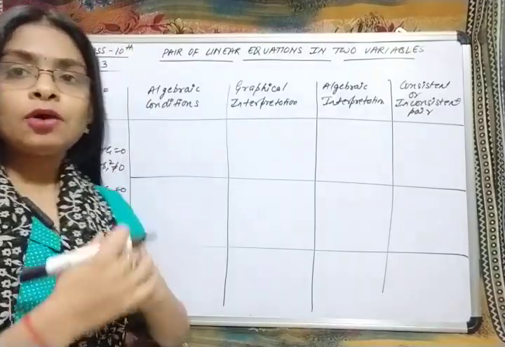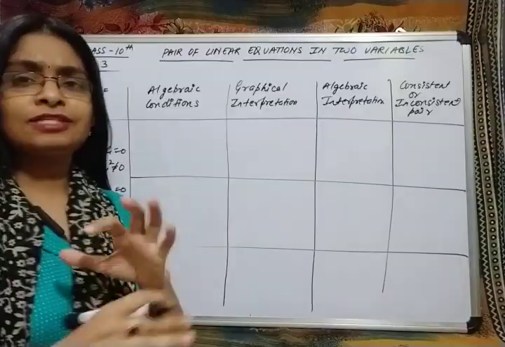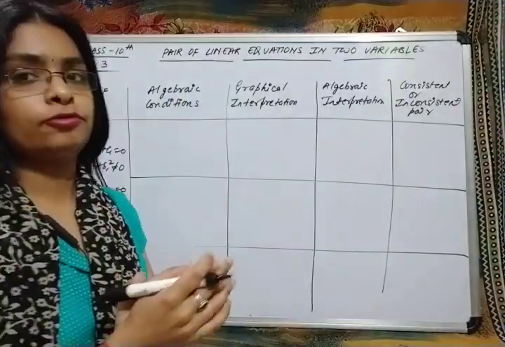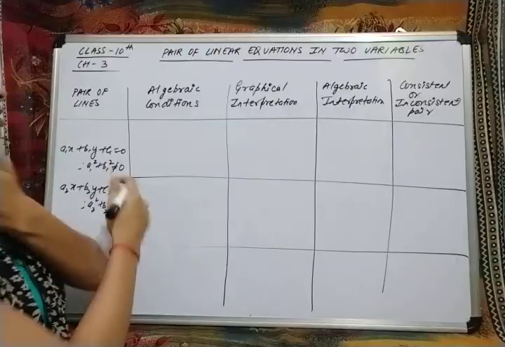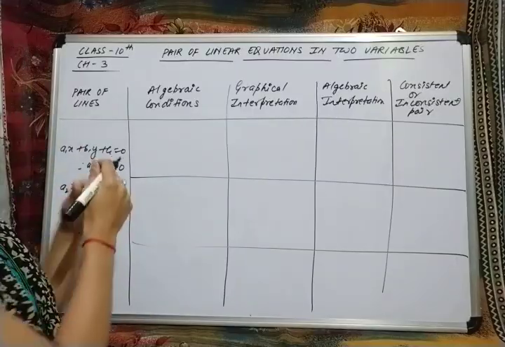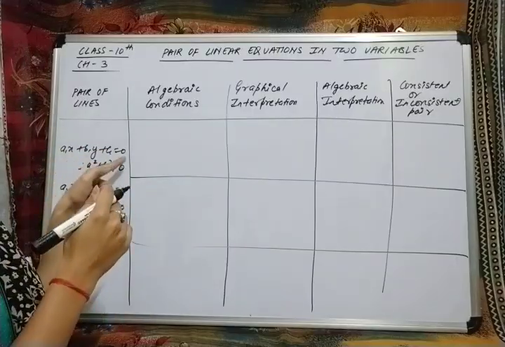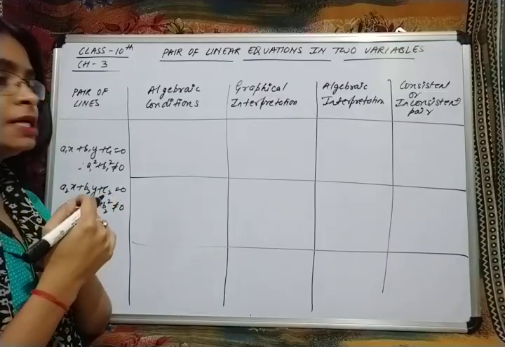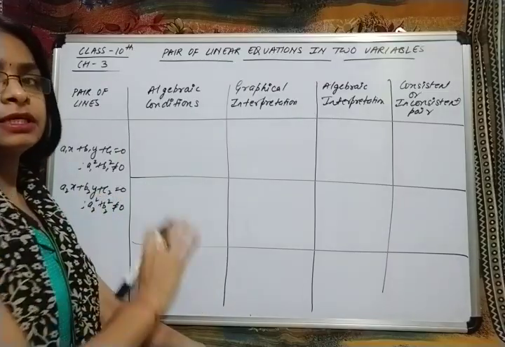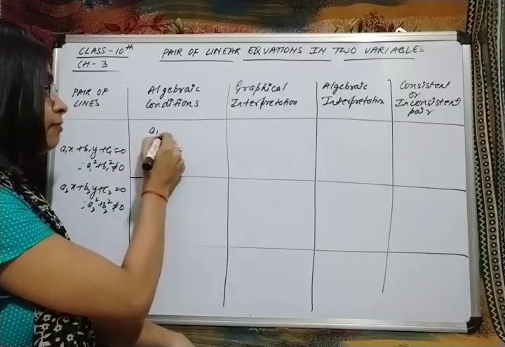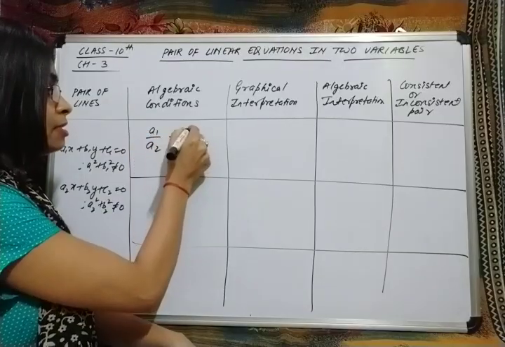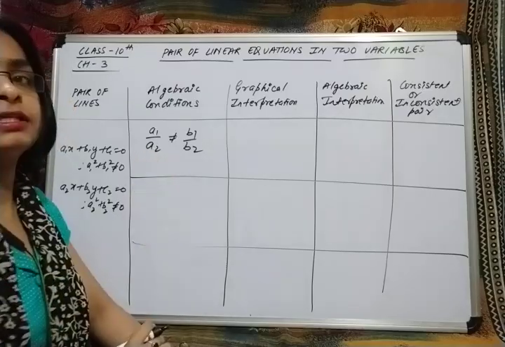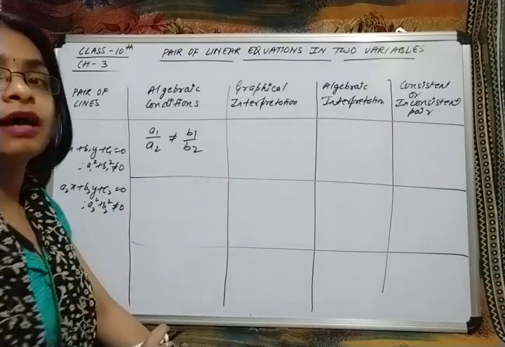So, now we are going to sum up all this which we have studied from the starting in this video in a tabular form. Now I have taken a pair of linear equations in two variables: a1x plus b1y plus c1 is equal to 0 and a2x plus b2y plus c2 equals 0. Now the first condition says that a1 upon a2 is not equal to b1 upon b2. If the condition is this, so in that case what was the graphical interpretation?